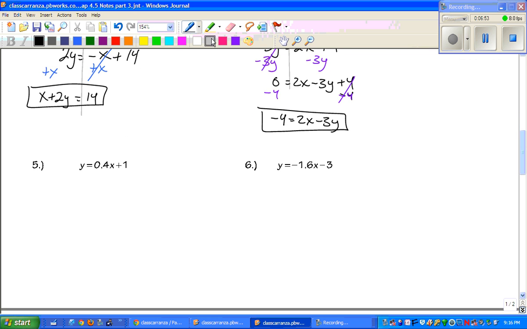All right, number 5. What do we have in 5? Okay, 5, we have decimals, and that's another thing which we can't have, so we have to multiply everything. And to get rid of decimals, you need to multiply by the place value. Okay, and that's the tenths, so we need to multiply everything by 10. When we do that, we get 10y equals 4x plus 10.